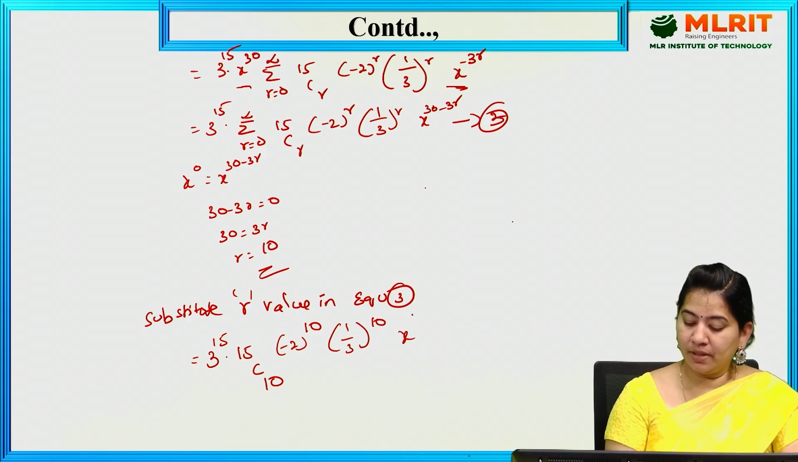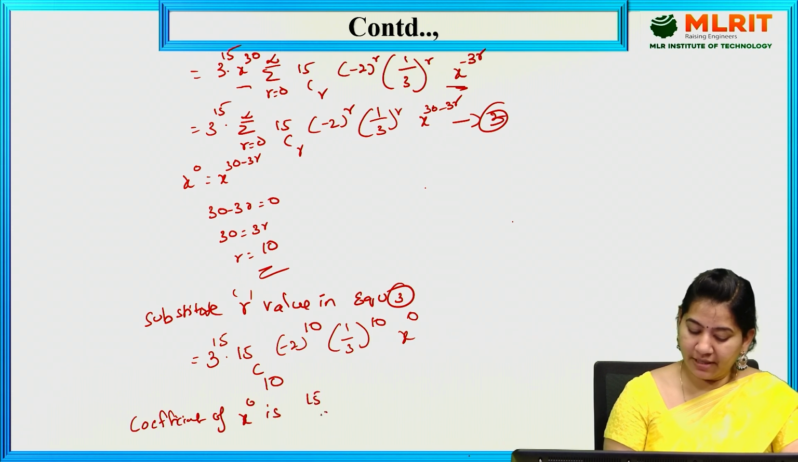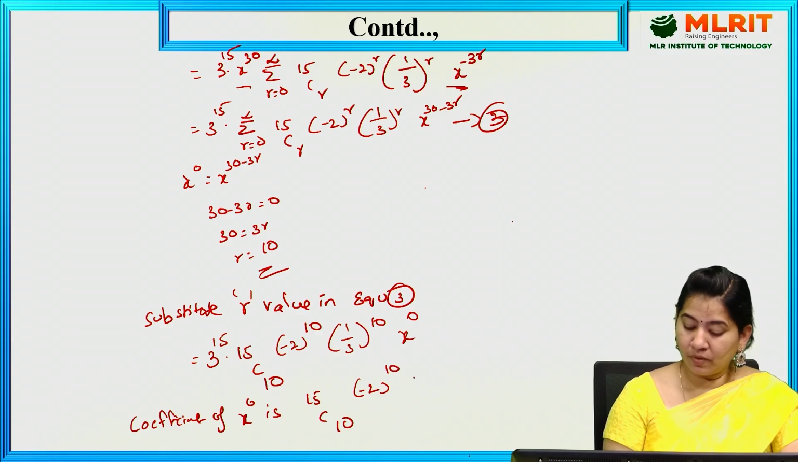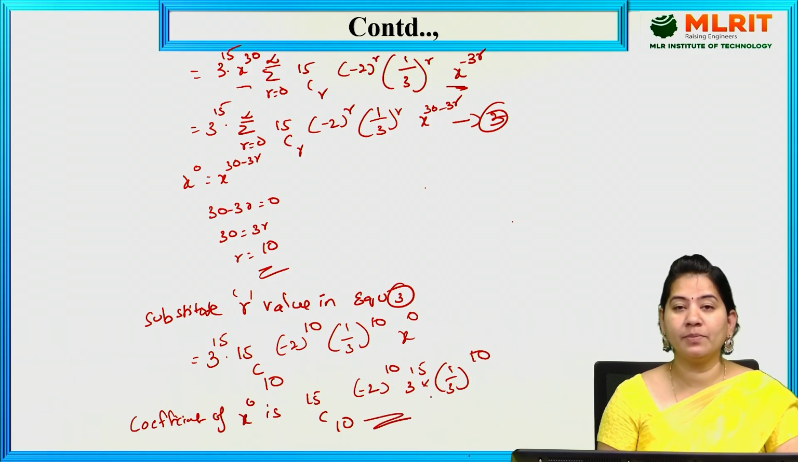So the coefficient of x power 0 is 15C10 times minus 2 power 10. So here it is 3 power 15 into 1 by 3 whole power 10. So this is the answer, the coefficient of x power 0.